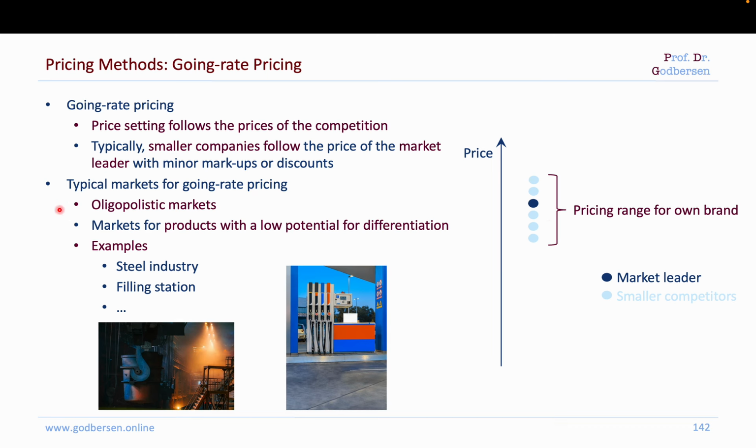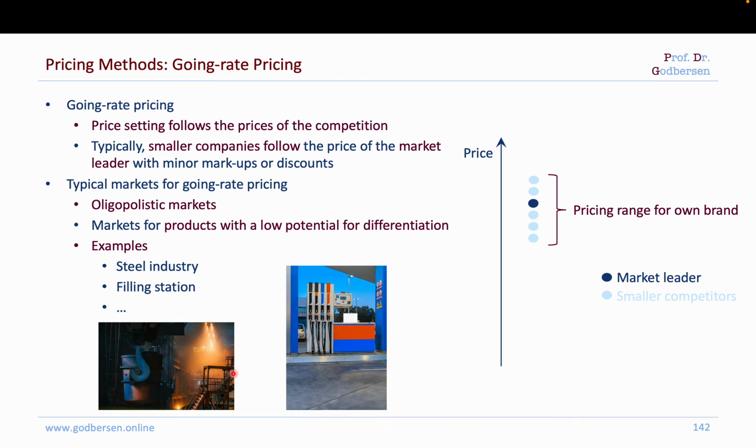This is typically done in oligopolistic markets with a strong market leader and in markets in which the products are not very differentiated, like filling stations. I don't think it makes much of a difference if I fill my car in station A or station B. You have also such things in the B2B sector, the steel industry. As I said before, go with the willingness to pay first and then double check: are we roughly in line with the competition, how we're standing in comparison to the competition.